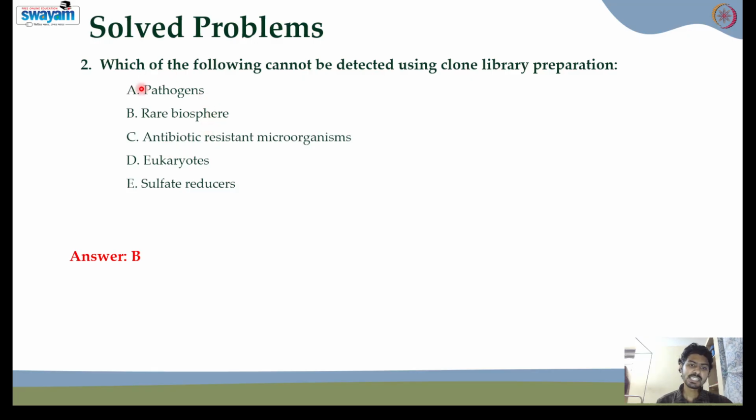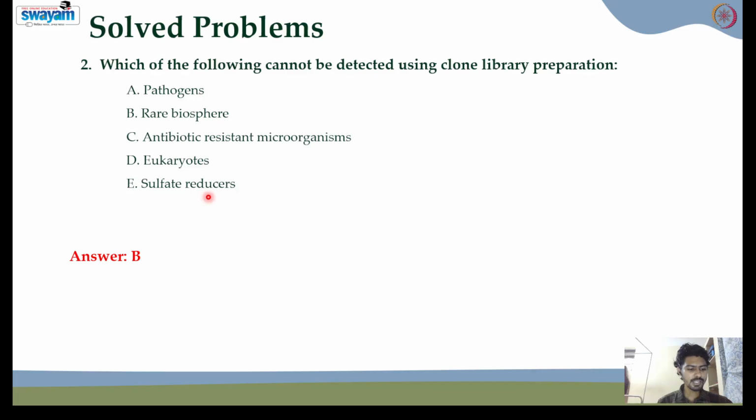That is why it is very easily detected using clone library preparation. Whereas option C, antibiotic resistant microorganisms, what happens? The microorganisms that are resistant to the antibiotics can be identified very easily. So this can also be easily identified if scientists design the primer. And the third one, eukaryotic clone library can be used to study these eukaryotic organisms as it focuses on specific genes or expressed transcripts. So this can be easily detected using the clone library preparation.